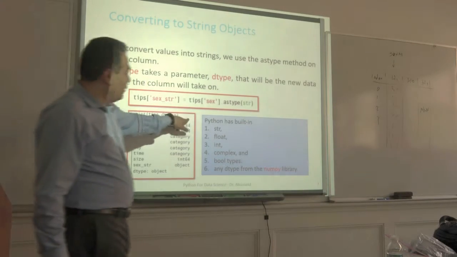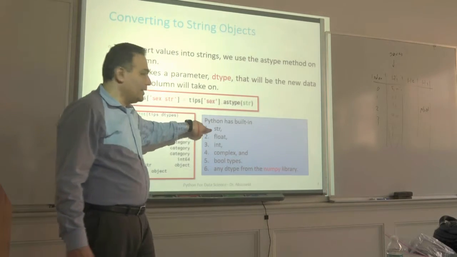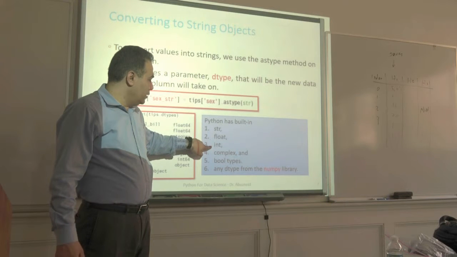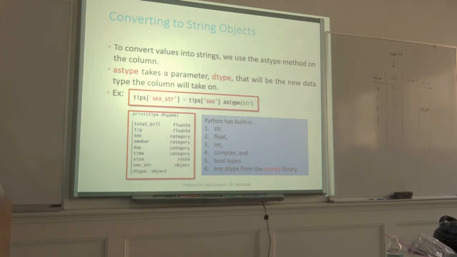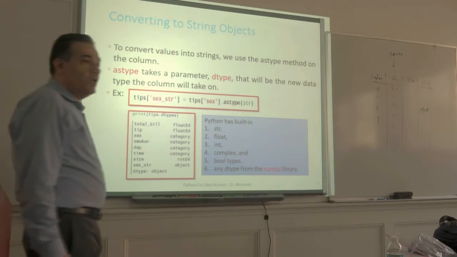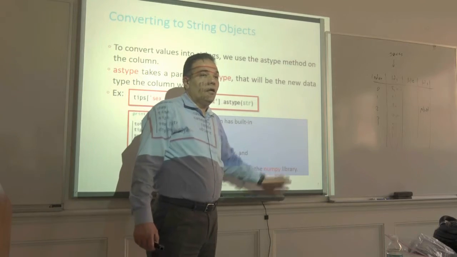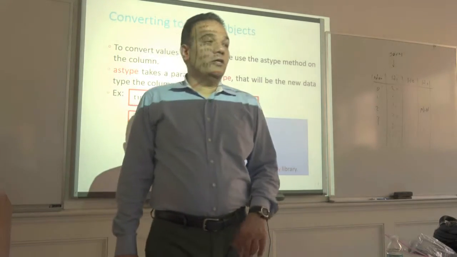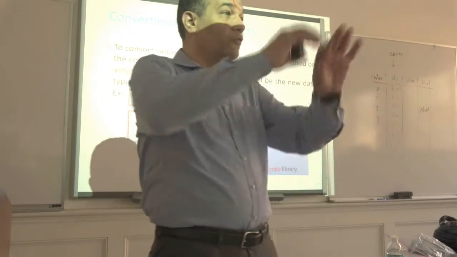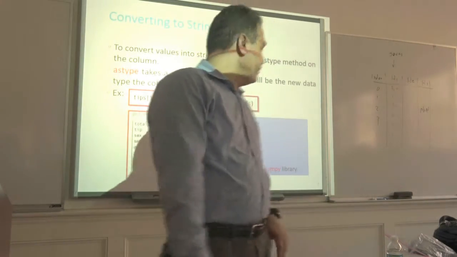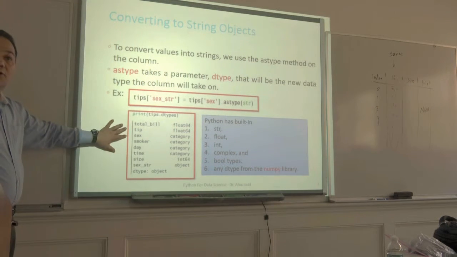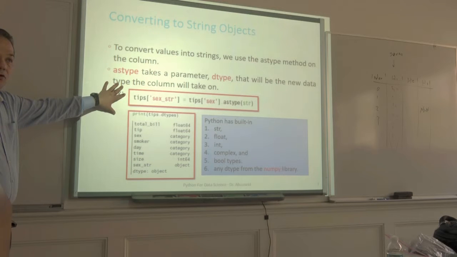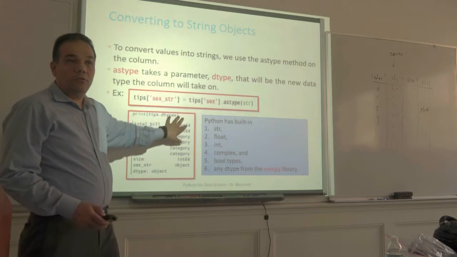Python has built-in types, which are str (string), float, integer, complex, and bool types. Any other types come from NumPy. Remember what we said, that pandas came from NumPy, so it's kind of a specialized NumPy. So what we did here was a conversion from category to object.